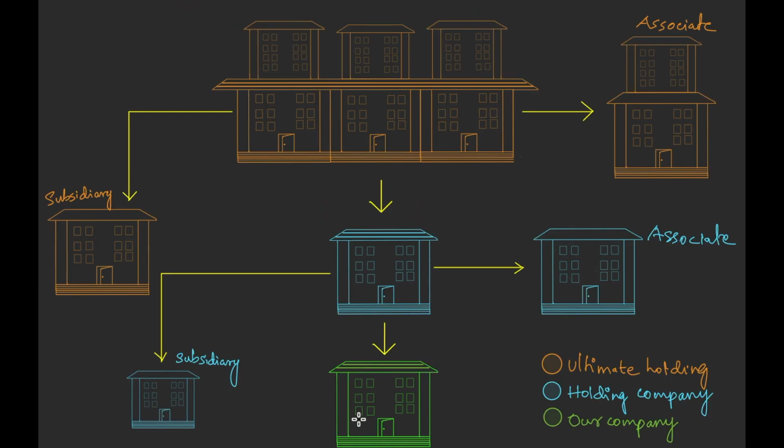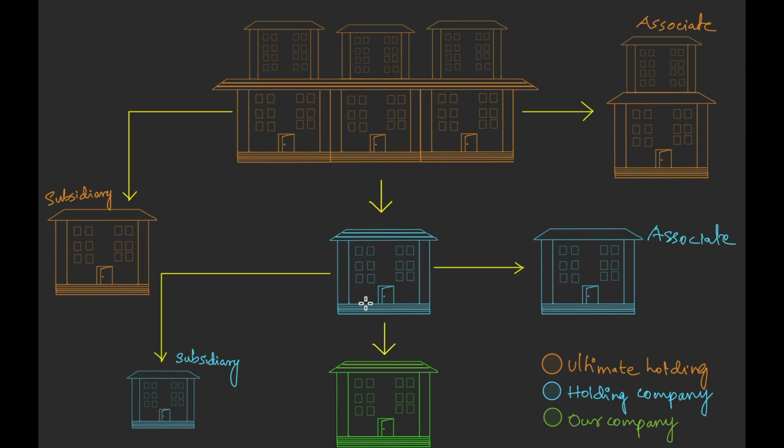Here, this green building is our company, and this blue one is our company's holding company, and this big building is our company's ultimate holding company. This one is our ultimate holding company's associate company, and this one is subsidiary of our ultimate holding company, and this one is associate of our holding company, and this one is subsidiary of our holding company.